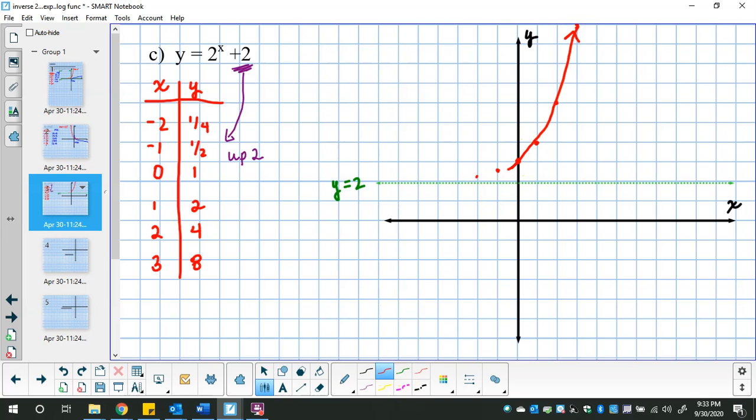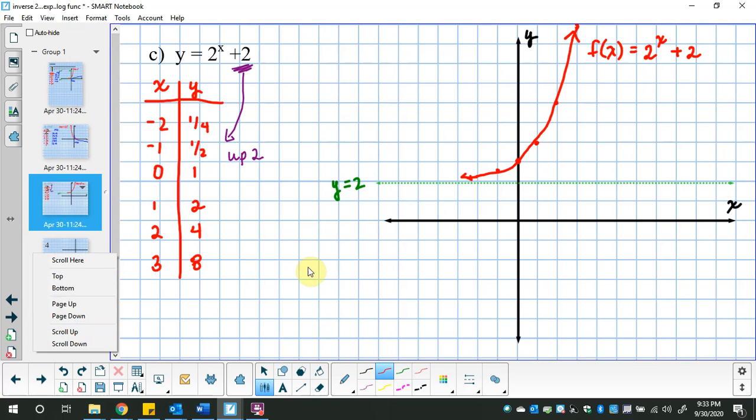And try not to touch the horizontal asymptote. Okay, I'm going to quit while I'm ahead, right there. So that is f of x is equal to 2 to the x plus 2. So I need to find some of these dots, and because I am sleepy, I'm going to write the dots down here. So I'm going to start here, because it's pretty.